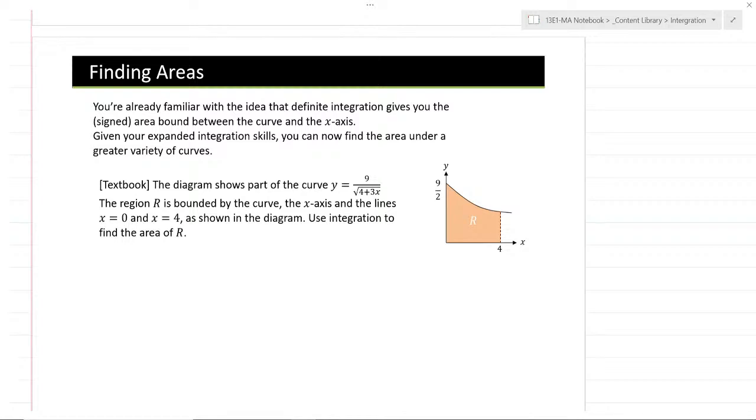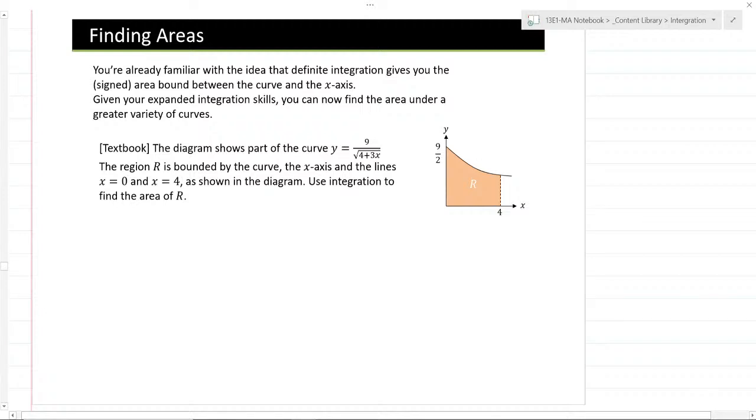Okay. Here we go. Here's a question. So, you're already familiar with the idea that a definite integral gives you the area bound between the curve and the x-axis. We know that.